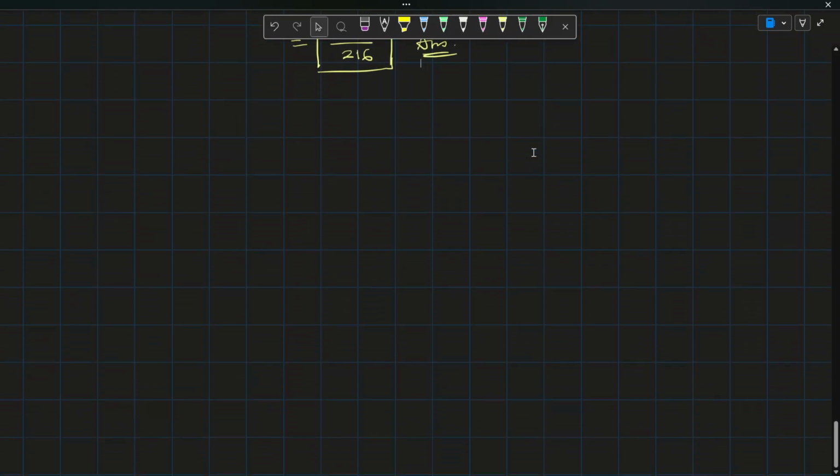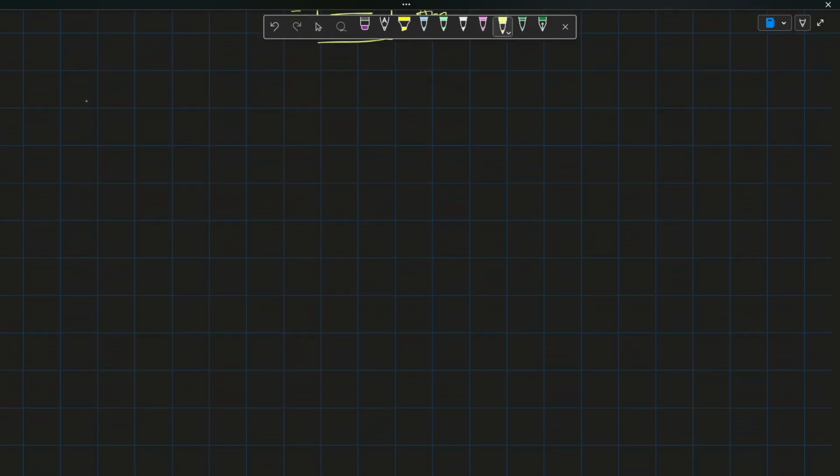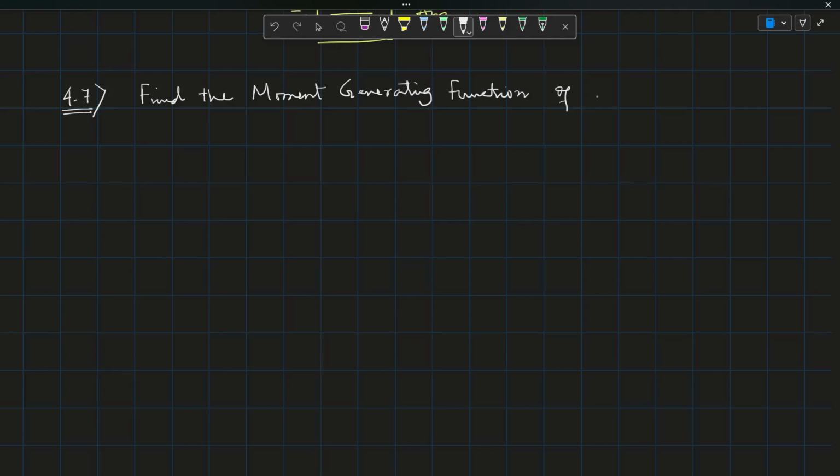Let's move on to the next problem. Problem 4.7. Find the moment generating function of a binomial distribution. So I have earlier, in a previous video, stated the formula for the moment generating function. Now basically we will prove it.